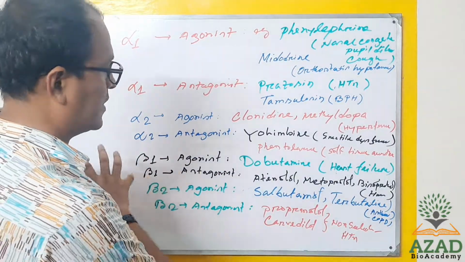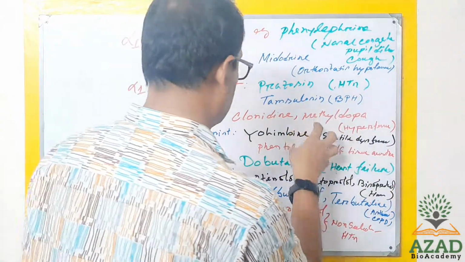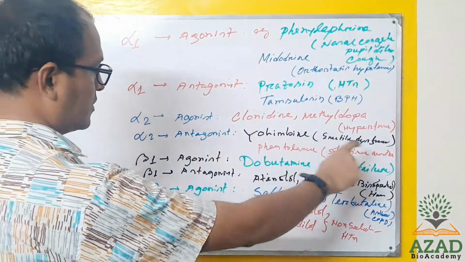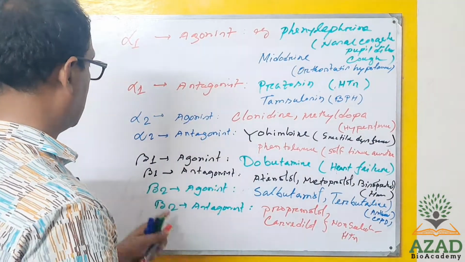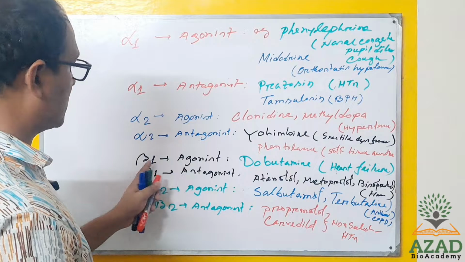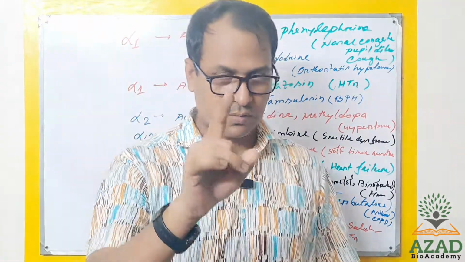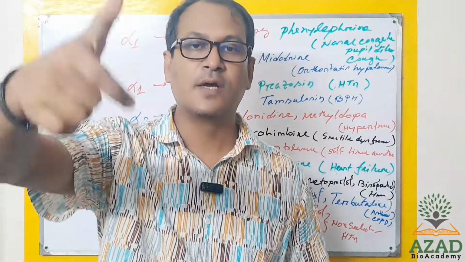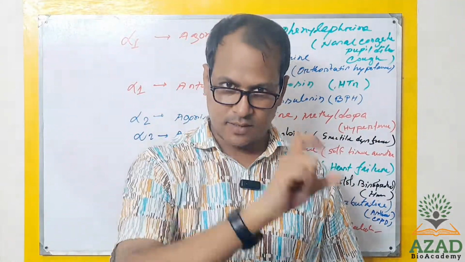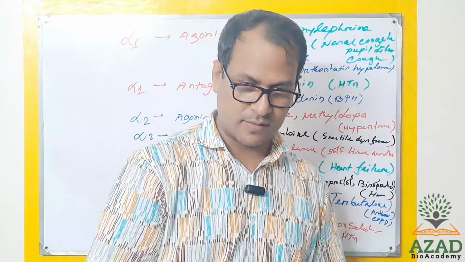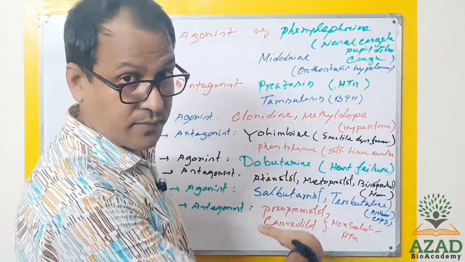So no need to focus more on phentolamine. Now come to the beta 1. So beta 1 agonist. Beta 1 agonist is dobutamine. So you know the beta 1 is also the excitatory major receptor. Already I explained in the lecture.